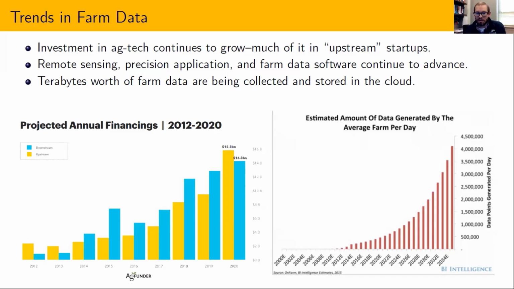And so given all this investment, there's naturally a growth in the amount of data that can be collected on farms. So we've got remote sensing technologies informing precision application, farm data software, all these things continue to advance, and that just means more data is going to be stored in the cloud. And so the question is then, what do you do with that data and how can we derive value from it?